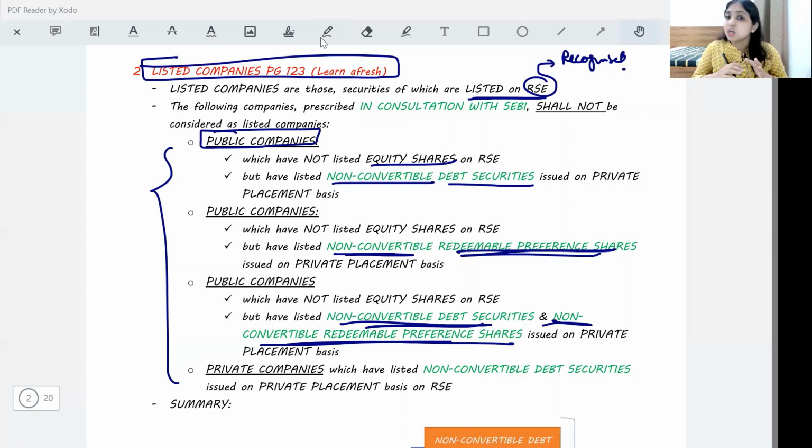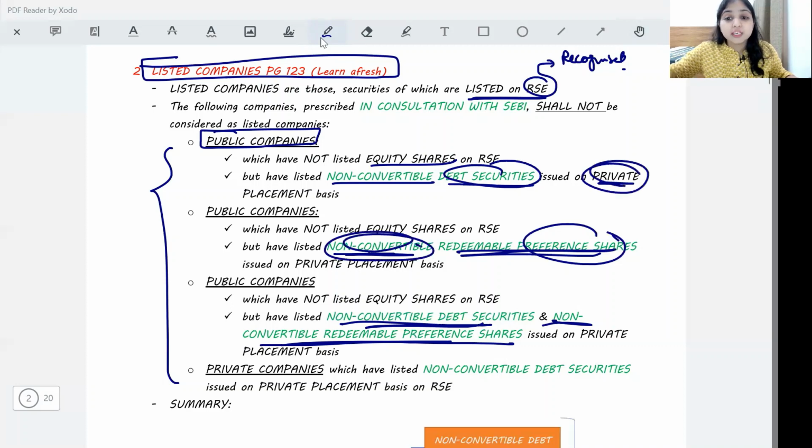Those public companies whose equity shares are not listed, just their non-convertible debt securities or their non-convertible redeemable preference shares are listed, no problem, we will not consider you as listed companies anymore. These debt securities and preference shares should be non-convertible and they should have been issued on private placement basis. Okay guys, are we clear?